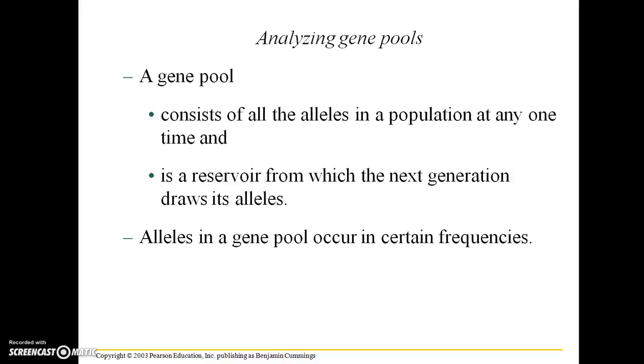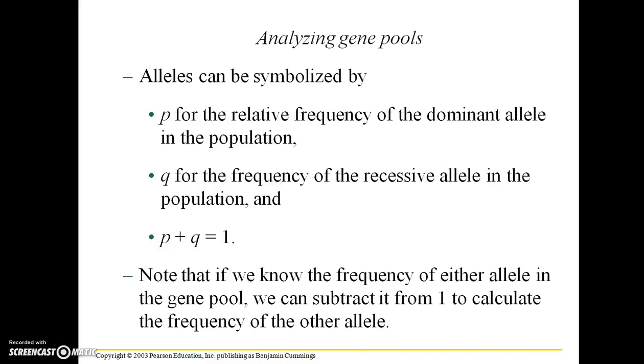Okay, let's shift gears a little bit and talk about how gene pools are actually analyzed. Remember that a gene pool consists of all the alleles in a population at any one time, and it's a reservoir from which the next generation draws its alleles. Alleles in a gene pool occur in certain frequencies. Alleles can be symbolized by P for the relative frequency of the dominant allele in the population, and Q for the frequency of the recessive allele in the population.